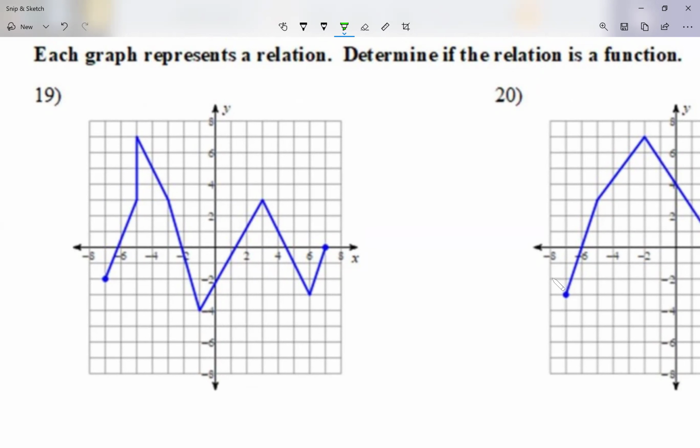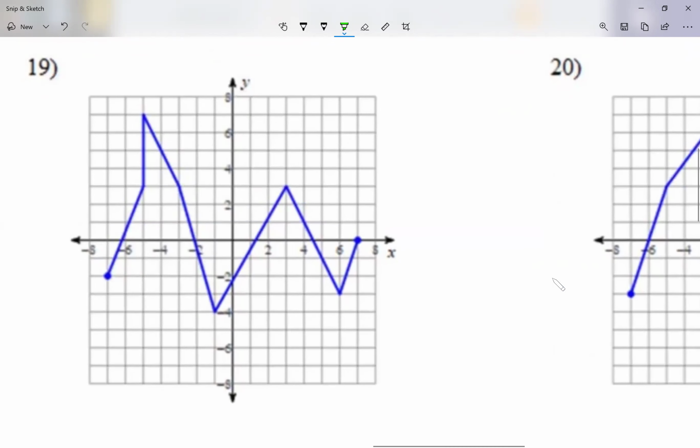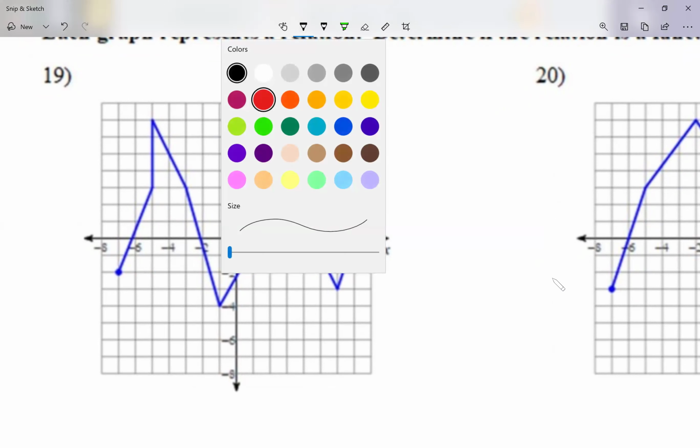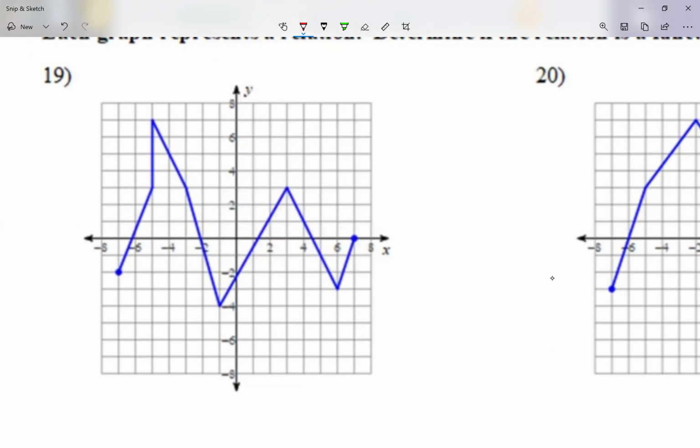Now, the way I'm going to determine if it is a function or not: if I can draw a vertical line, remember, a vertical line is up and down. If I can draw a vertical line that crosses my graph more than once, remember, my graph represents infinitely many points. If I can draw a vertical line that touches at least 2 points, so basically touches my graph more than once, it is not a function.